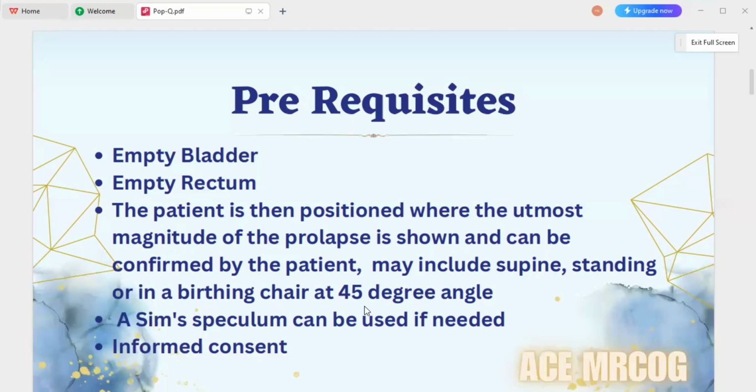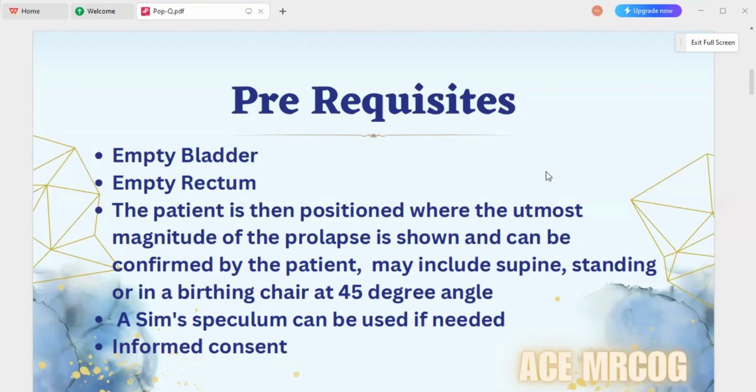You have to be careful about them, and it is good practice to examine the patient in the same position in which the prolapse is maximum. It can be supine, it can be standing, it can be a birthing chair at 45 degrees. I have mentioned a few. Generally, we can quantify it without a Sims speculum, but sometimes if it is not outside the hymen, we might need to carry out a Sims speculum examination as well. And for every procedure, consent is very important.